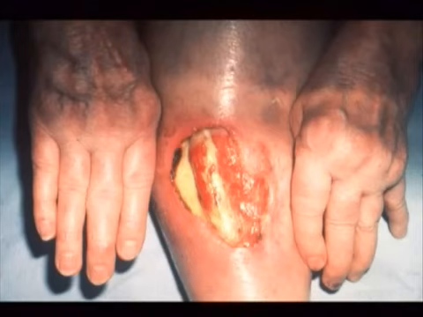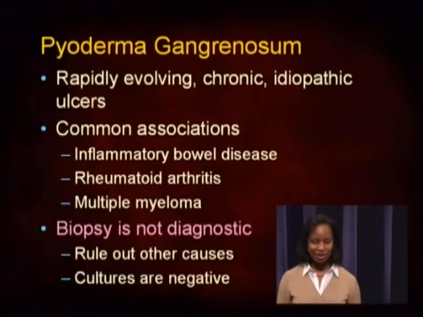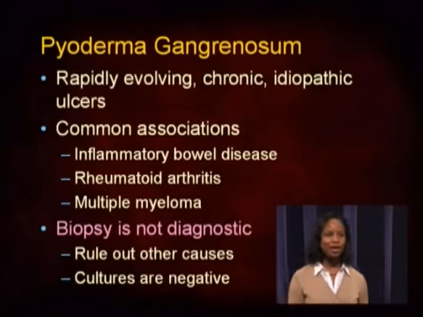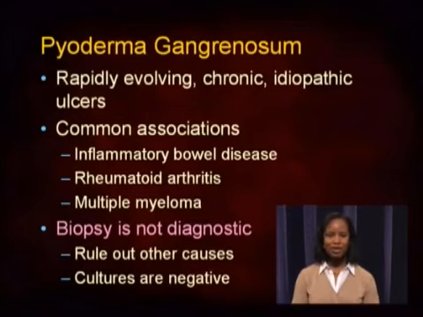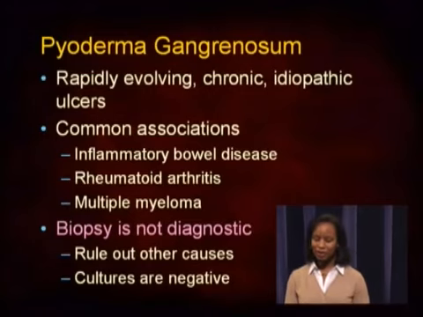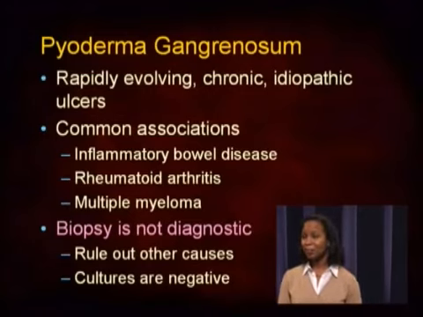Okay, so here's that patient's ulcer. You can see the examples of his rheumatoid arthritis with his hands there on the sides as well. So this patient has pyoderma gangrenosum. This is an idiopathic ulcerating process with some common associations. So there's inflammatory bowel disease right there at the top of the list again.